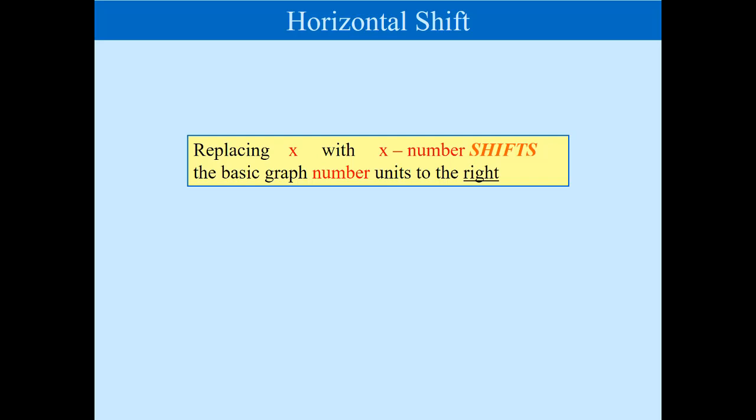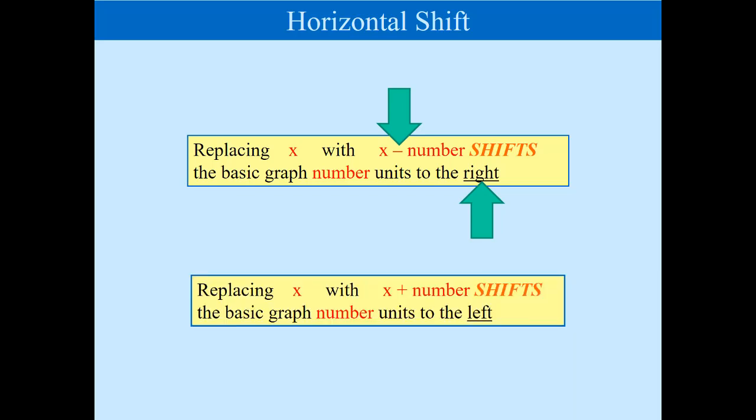Here's the ideas that we just showed. If you replace the x with x minus a number, the graph shifts right. Replacing an x with x plus a number, the graph shifts left. This is probably one of the more important ideas about transformations.